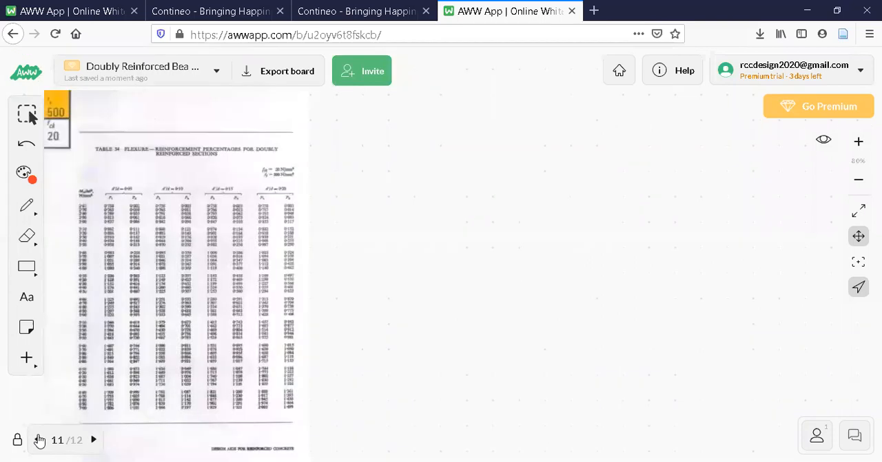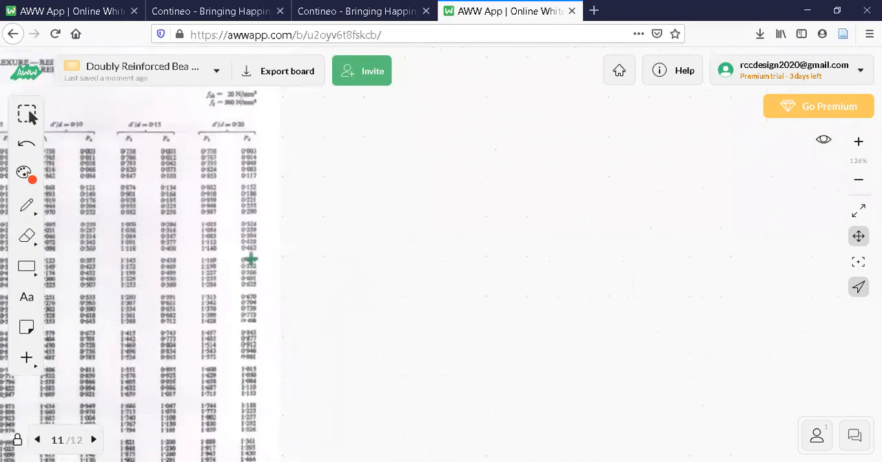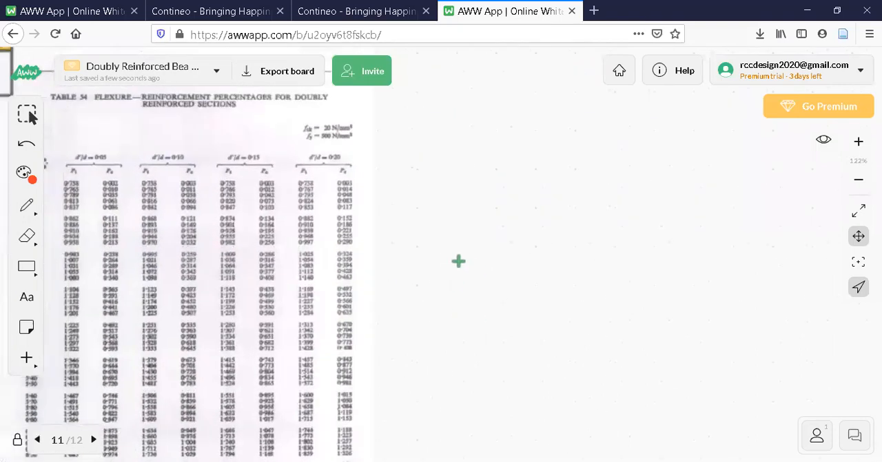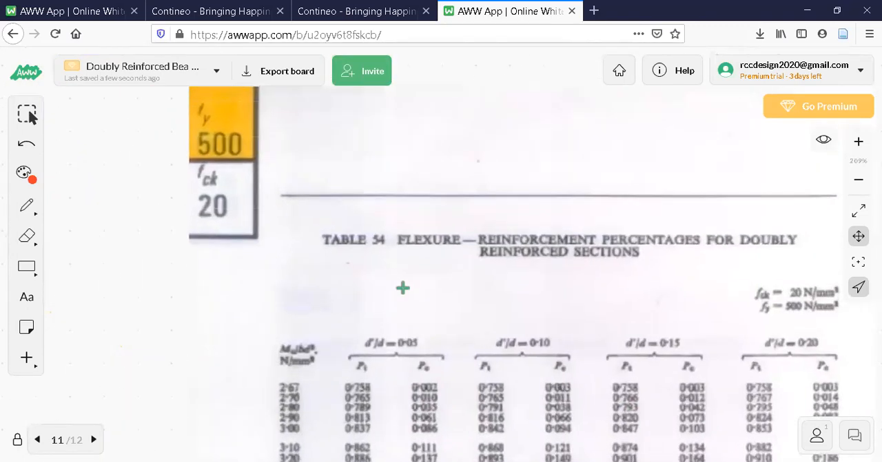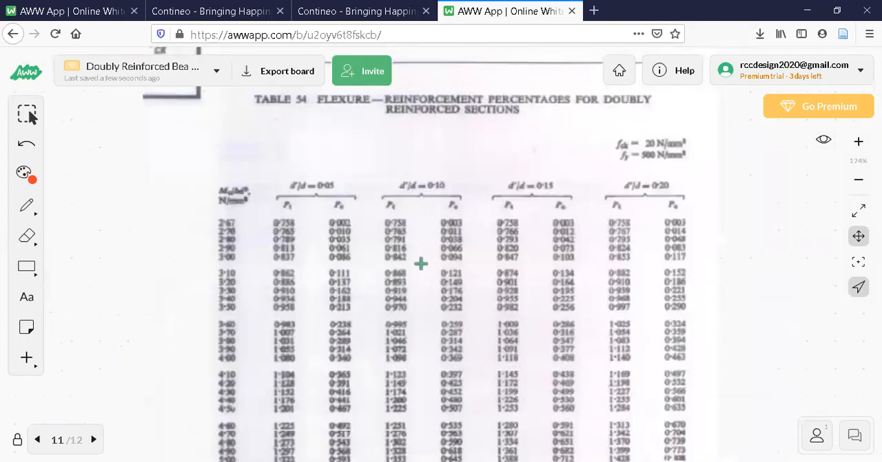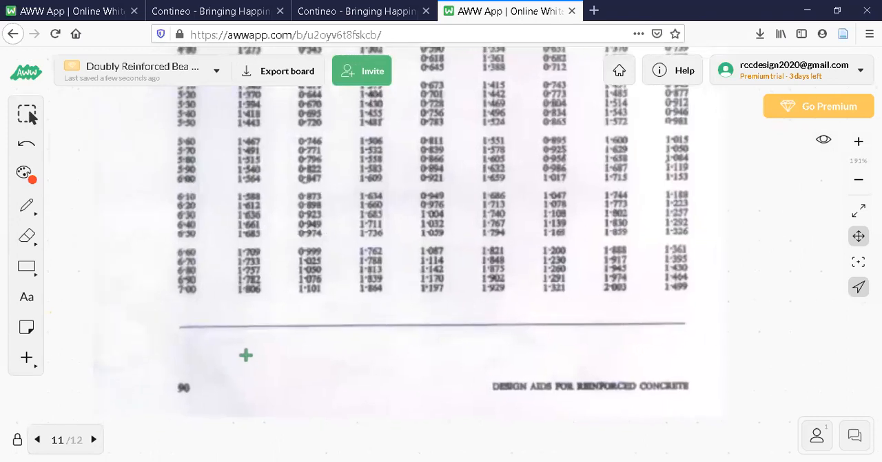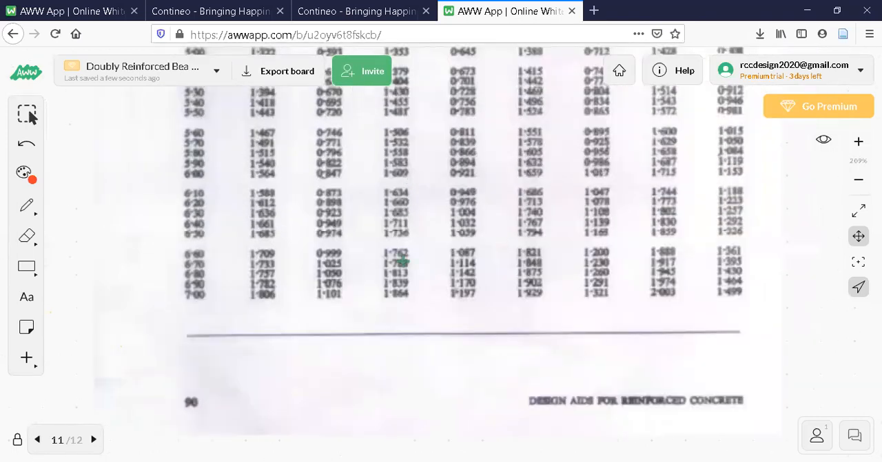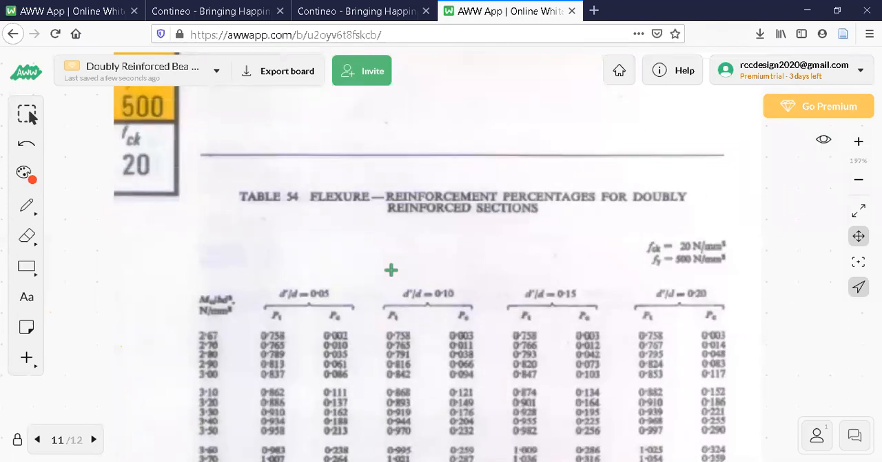Now you can see other tables. If in the examination this table is given, that is, the material combination is different. Observe this one. If the material combination is M20 and Fe 500 is given, you have to refer to this table, page number 90, table number 54.